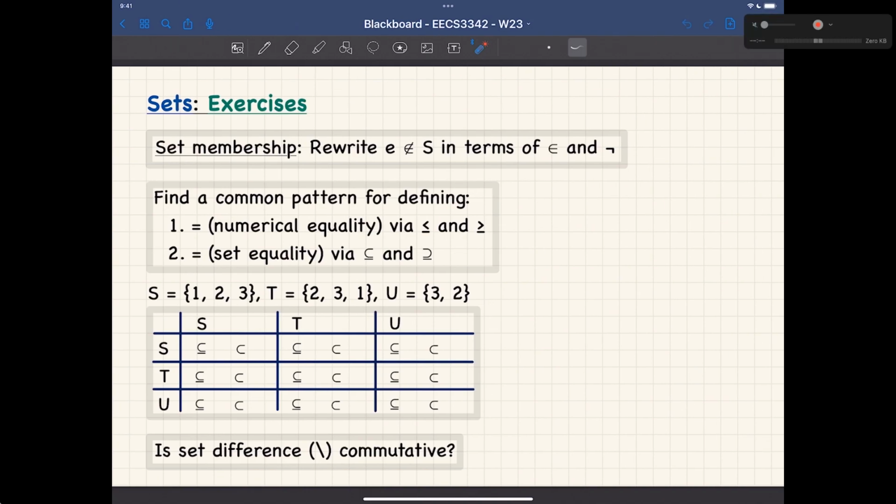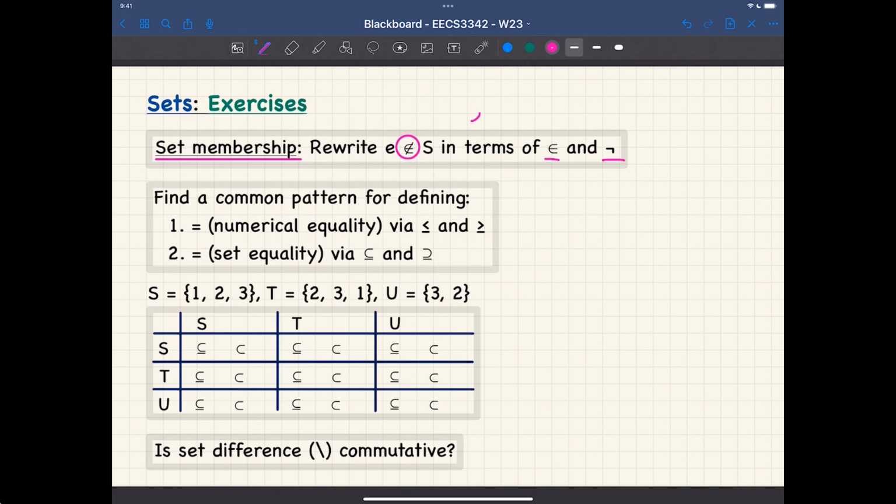Okay, let's go one by one here. Easy ones, but I think they can definitely illustrate certain points. The first one, very easy, is about set membership. How do you rewrite this operation over here? For this one here, I'm not going to bother you too much. How can you rewrite it in terms of this and this?